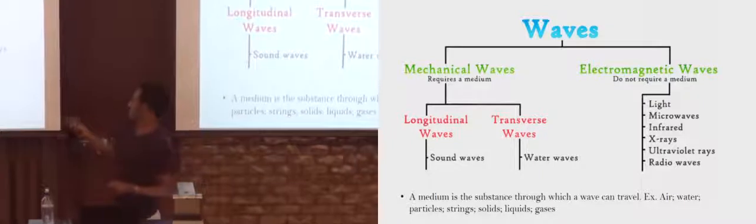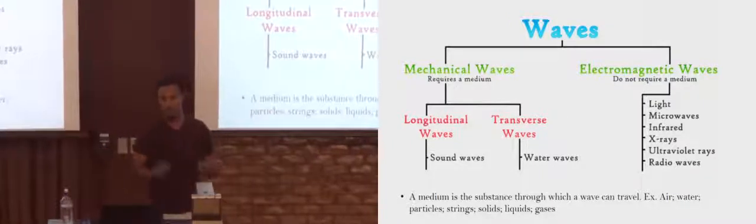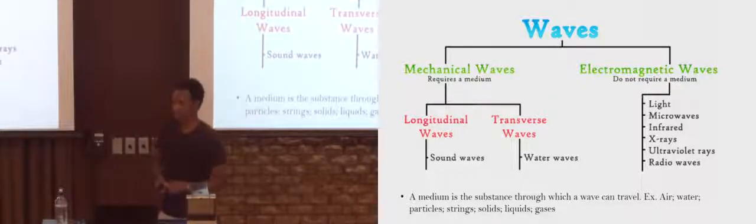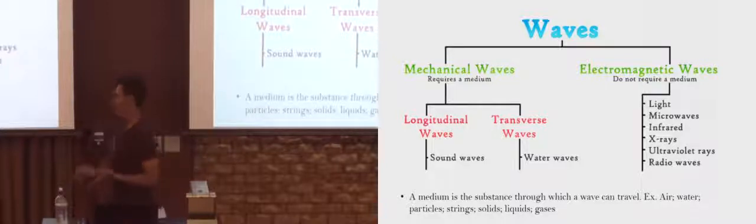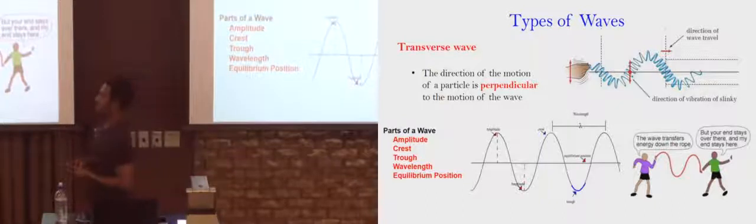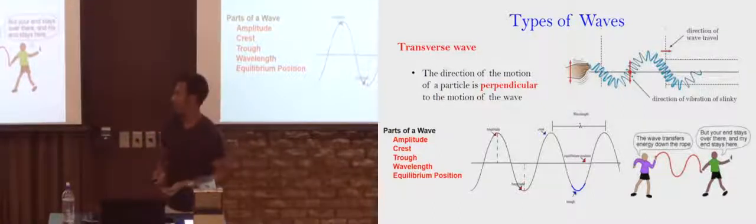So lights, microwaves, infrared, X-ray, ultraviolet, radio waves, all the waves that are found on the electromagnetic spectrum are called electromagnetic waves. They don't require a medium to move from one place to the other place. So specifically, in transverse waves, the direction of motion of a particle is perpendicular to the motion of the wave.